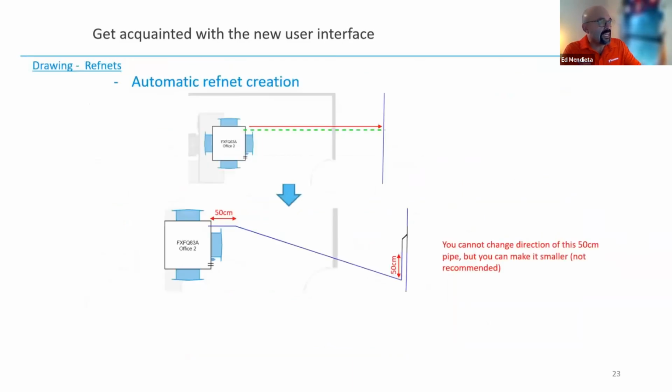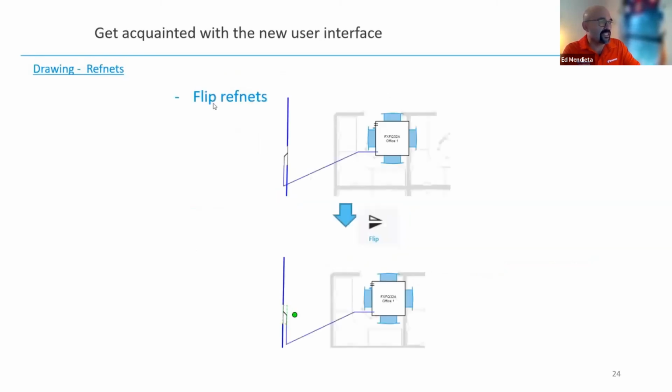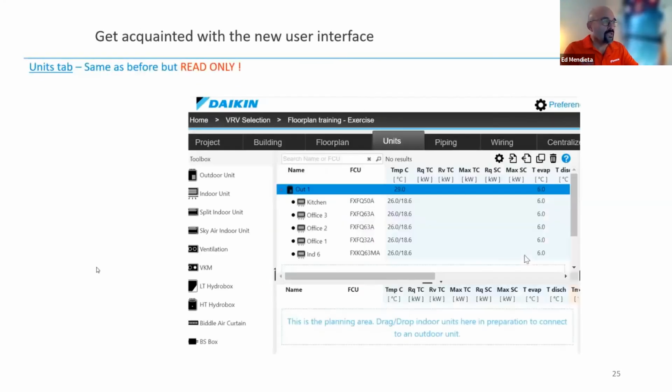When you connect your indoor unit to your run of piping, you'll see that it automatically put in a ref net. Now you could play around with that to make it look better, but that's just an example. You also have a flip ref net feature so that it's on the right side of the pipe. Here's the units tab. It's the same as what you get in the schematic, only this is read only. All of your modifications or revisions need to happen in the floor plan tab.